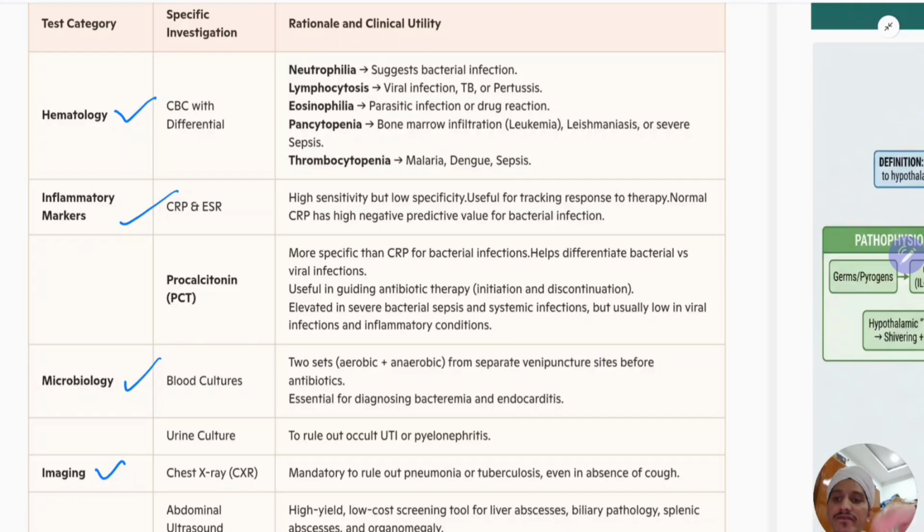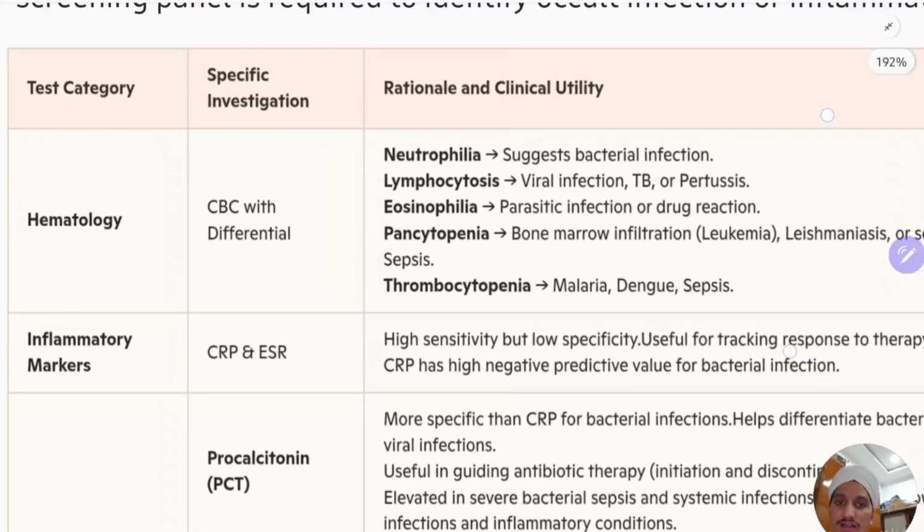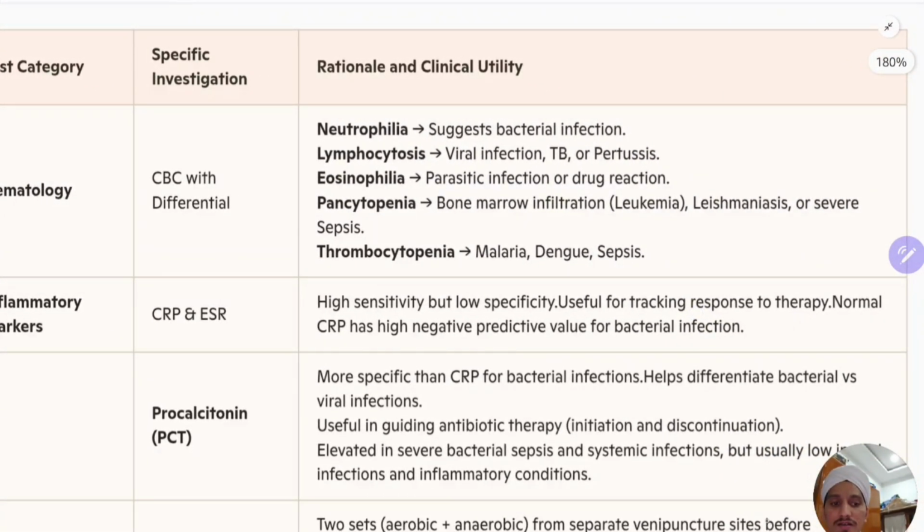In CBC, if you have neutrophilia, that suggests bacterial infection. Lymphocytosis suggests viral infection, tuberculosis or pertussis. Eosinophils suggest parasitic infection or drug reaction. Pancytopenia means bone marrow infiltration, that means leukemia or leishmaniasis, kala-azar as it is also known, or severe sepsis. Thrombocytopenia you will have in malaria and dengue, particularly if you suspect malaria or dengue, and sepsis also can cause thrombocytopenia. So pancytopenia and thrombocytopenia in severe sepsis, that is a red flag, I think.